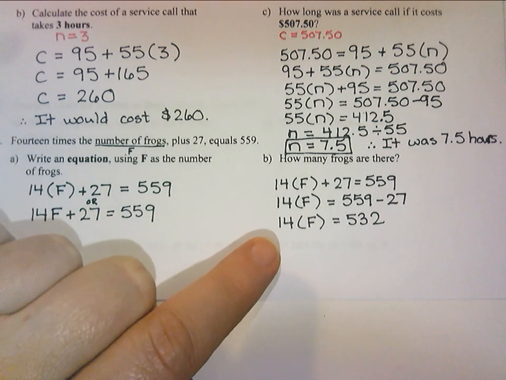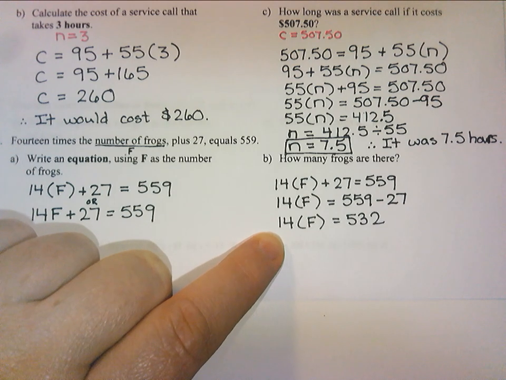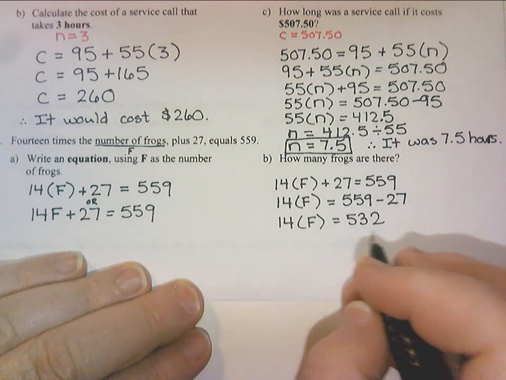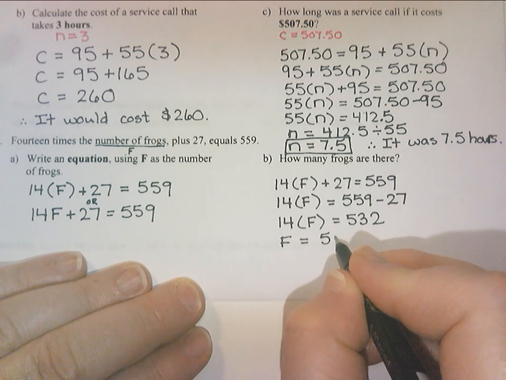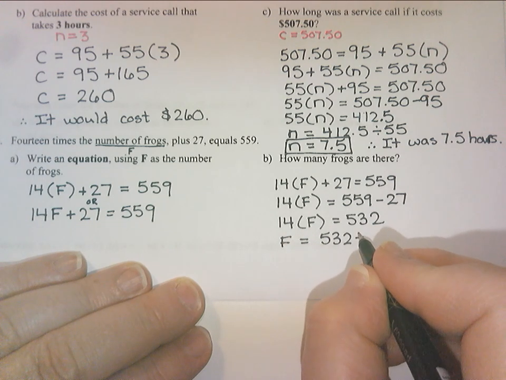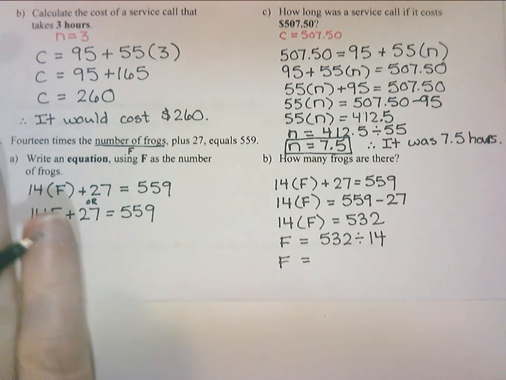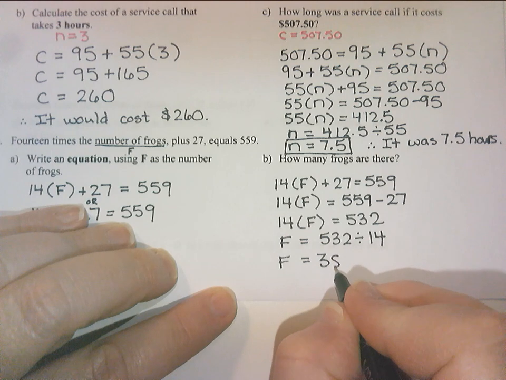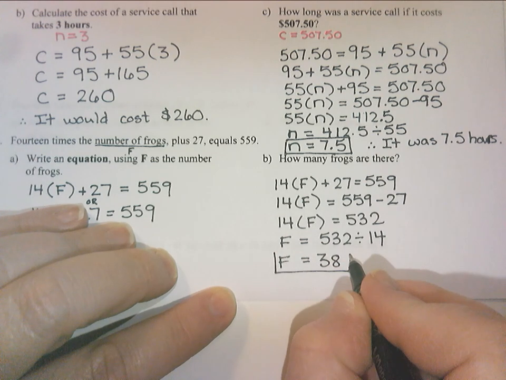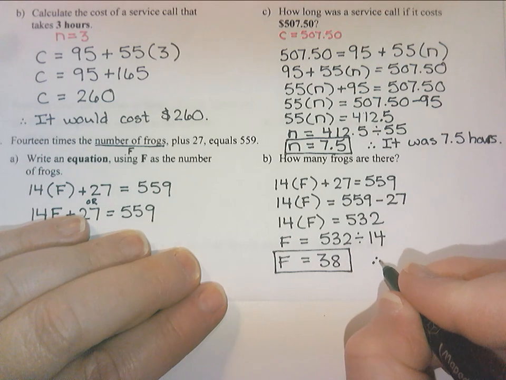Okay, in order to eliminate that multiply by 14, we are going to do the opposite or the inverse and divide by 14. So I'm going to do 532 divided by 14. 532 divided by 14 is 38. That means there were 38 frogs.